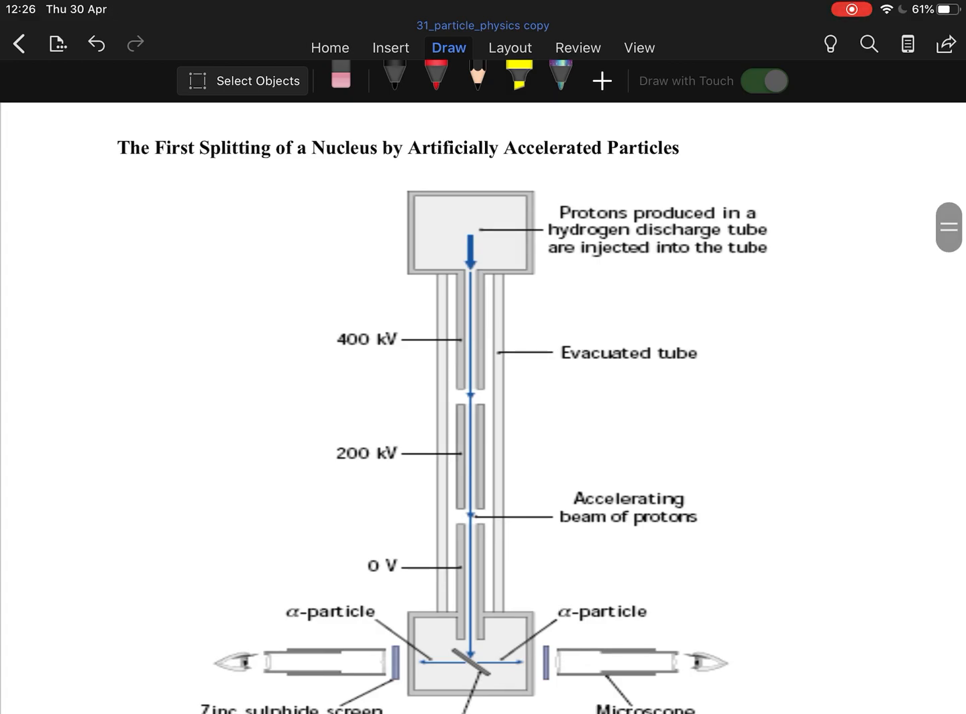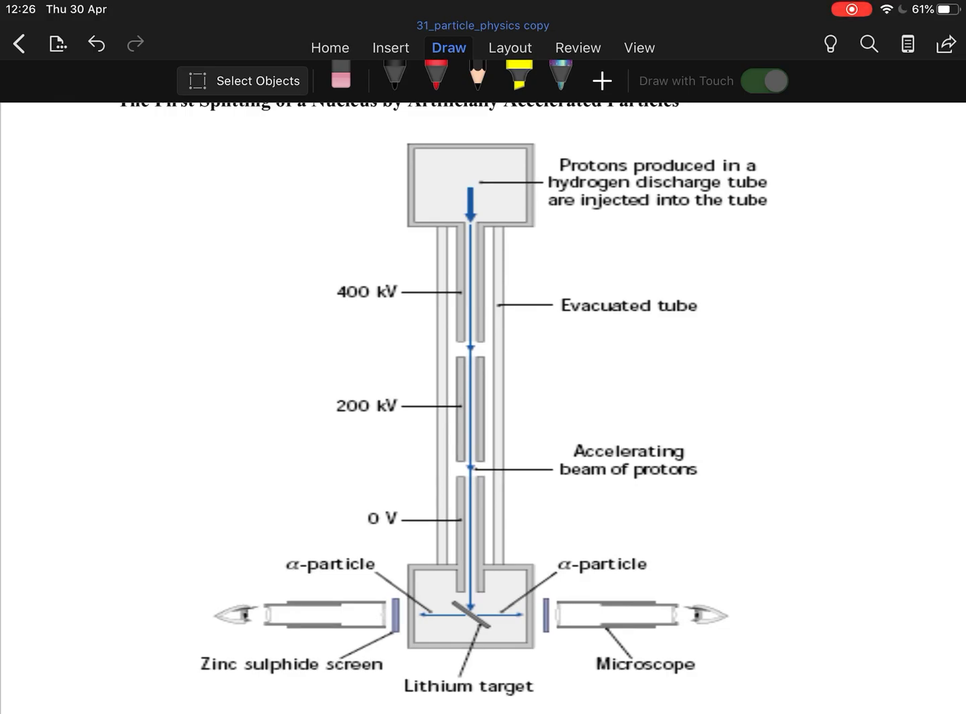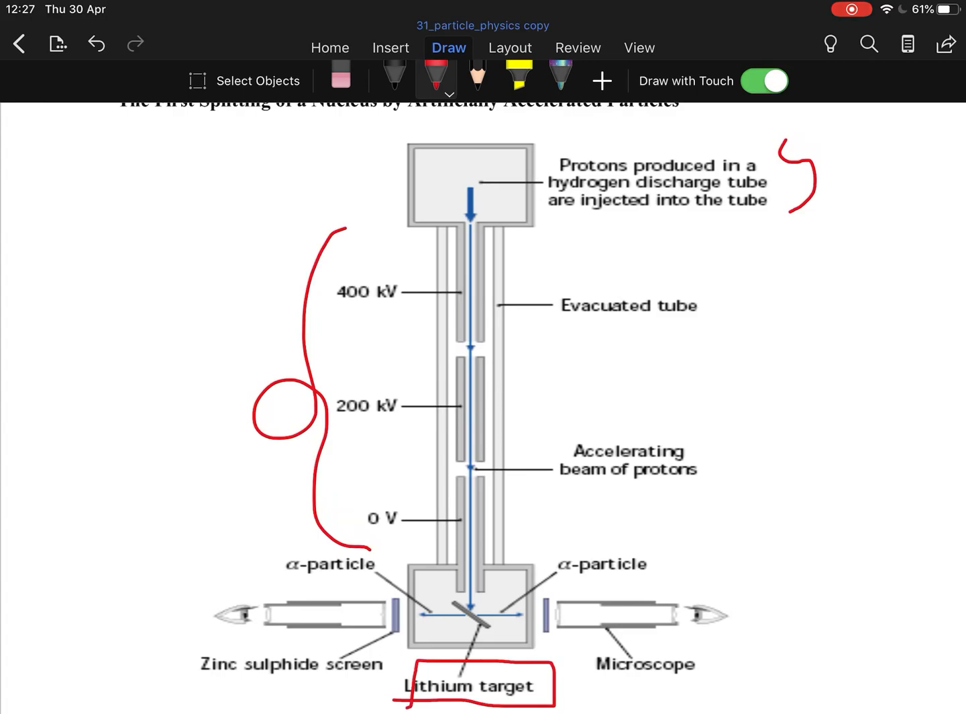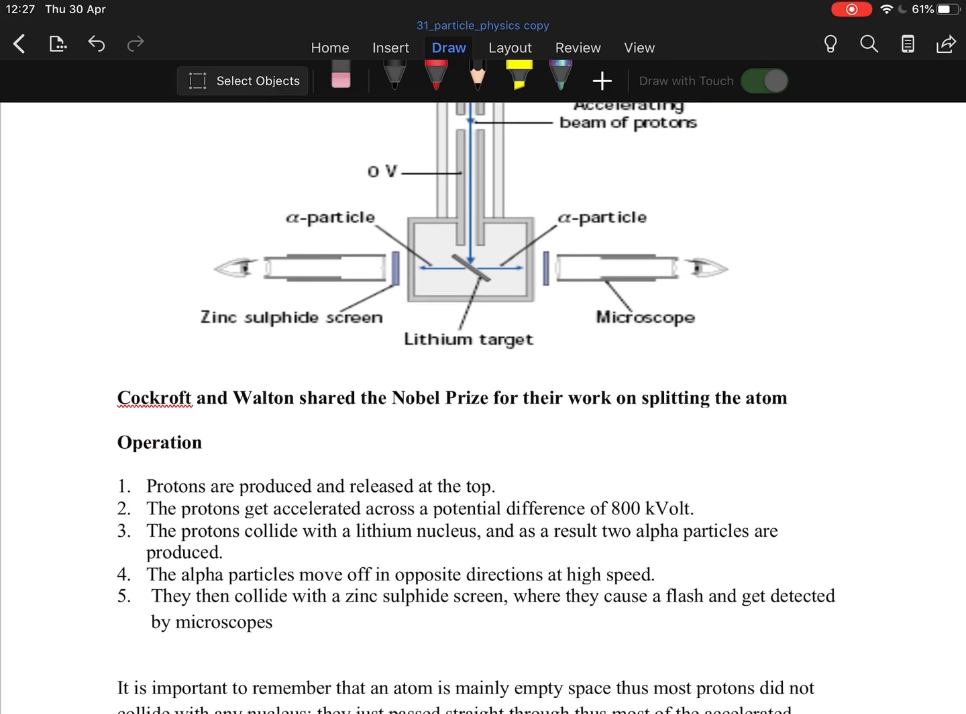Okay, so this is very important. It's important because obviously it was a big step for science. It's also important because in the exams they will ask it. The first artificial splitting of a nucleus by artificially accelerated particles. So what we have here is your particle accelerator. The protons are produced up here in the top, and they go through a high potential difference, and they slam into the lithium target. And then on the zinc sulfide screens you get little dots. Little dots start to appear, and this was the first artificial splitting. This is the first time they actually did it.